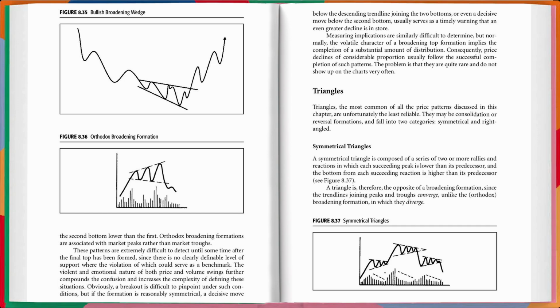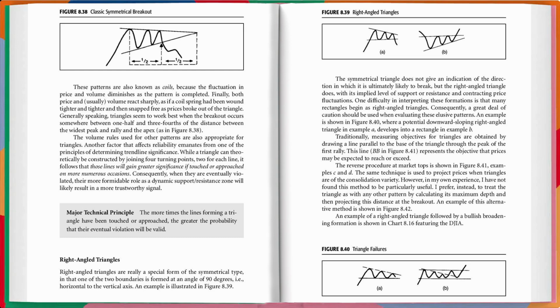Symmetrical triangles. A symmetrical triangle is composed of a series of two or more rallies and reactions in which each succeeding peak is lower than its predecessor, and the bottom from each succeeding reaction is higher than its predecessor. See Figure 8.37. A triangle is, therefore, the opposite of a broadening formation, since the trend lines joining peaks and troughs converge, unlike the orthodox broadening formation, in which they diverge. These patterns are also known as coils, because the fluctuation in price and volume diminishes as the pattern is completed.